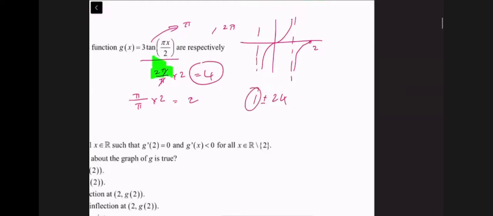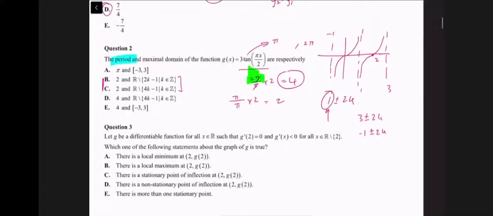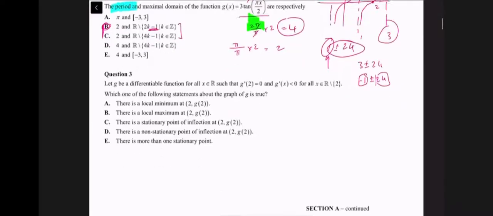But the thing with this is that this can be any of the asymptotes. So it can be this one, or the one at 3 as well. So it could be 3 plus minus 2k or negative 1 plus minus 2k. So you just have to look for the one that ends with plus or minus 2k and corresponds to an actual asymptote. And the one that corresponds here is B, because it's got the negative 1 and it matches the 2k.